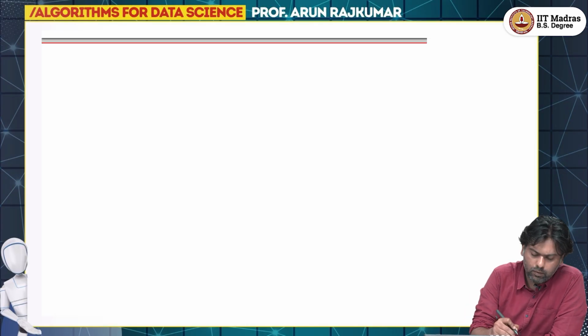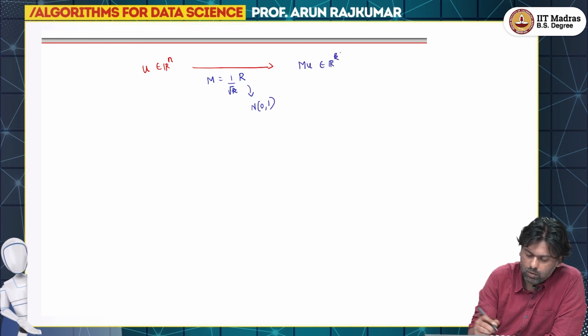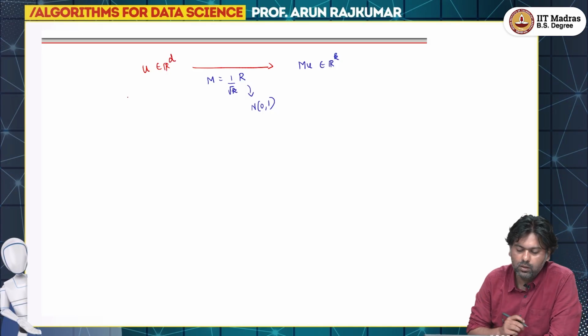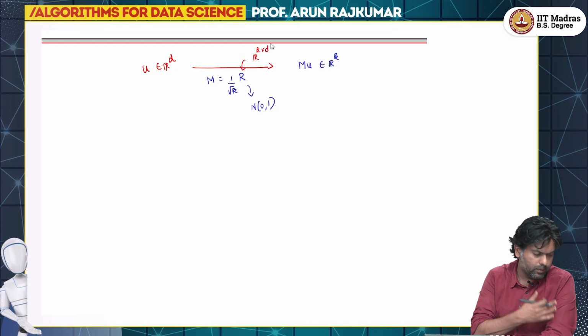Okay. So far we have the following. We have u in R^n, and now we are saying we have to set up some linear transformation, which is something like 1 by square root k times R, where every entry of R is a standard Gaussian, and we get mu, which is in R^k, because R is k cross n. Sorry, u is in d dimension, I should not say n. So, from d dimension, R is in k cross d, so that we end up in k dimension.